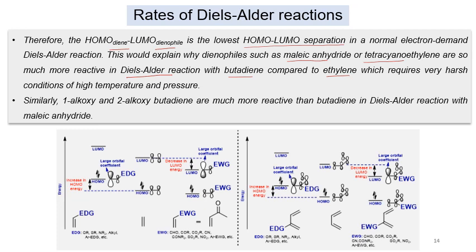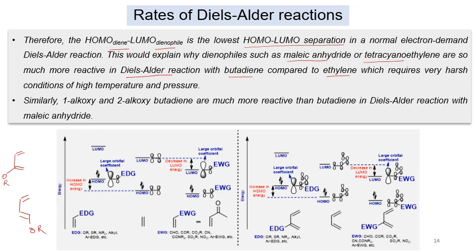Suppose you see the transformations of 1-alkoxy and 2-alkoxybutadiene. These are found to be much more reactive than butadiene themselves. For example, if you see OR at the 2 position, or you see these kind of dienes, then these are far more reactive than butadiene themselves. Obviously, because the HOMO has been raised.